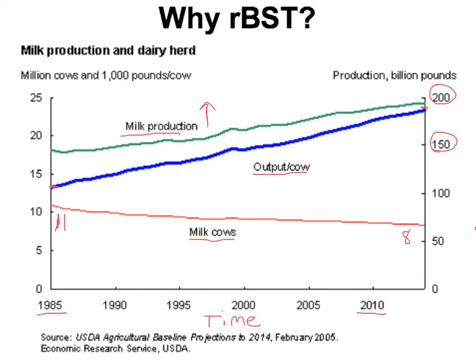So what is this graph telling us? Well, it's telling us that the milk production is increasing, but the number of cows goes down. So what that means is the amount of milk that each cow is making is going up quite a bit. How is this possible? It's possible because more and more cows are being injected with RBST.